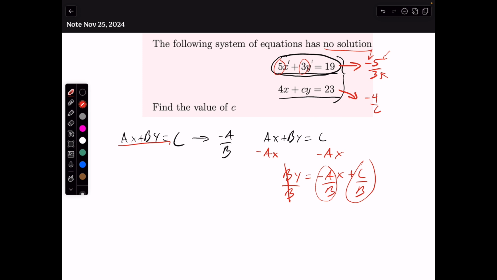So this problem really just reduces to setting the slopes equal. I've got negative 5 over 3 as one slope and negative 4 over c as the other slope. The negatives cancel out, and if I cross multiply to solve this proportion, I get 12 equals 5c. Dividing both sides by 5, you end up getting c equals 12/5, and the problem's solved.